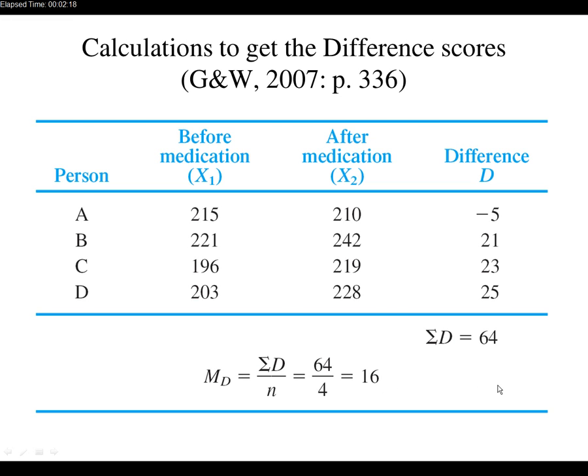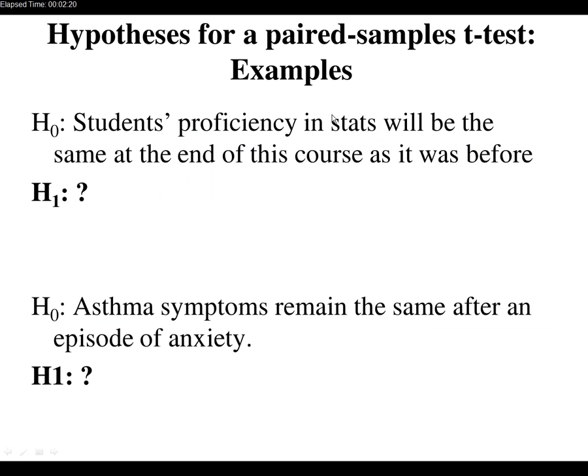Easy stuff, right? These are the hypotheses for paired samples t-tests. Remember, the null hypothesis is that students' proficiency in stats will be the same at the end of this course as it was before the course. What is the alternative hypothesis? Go ahead, raise your hand. All right, go ahead and tell me.